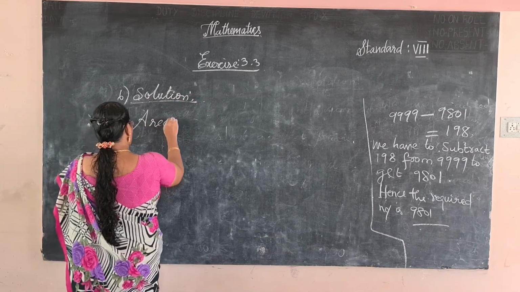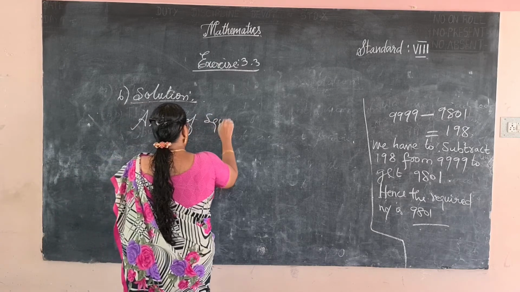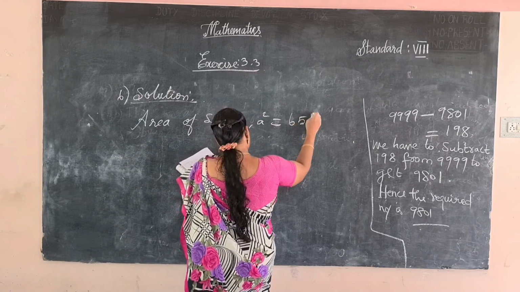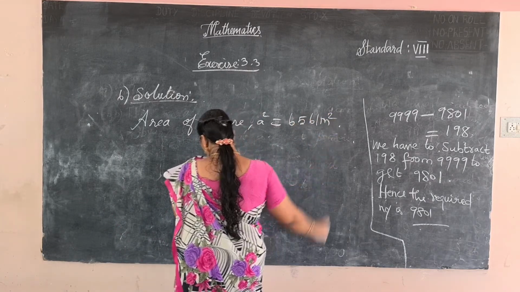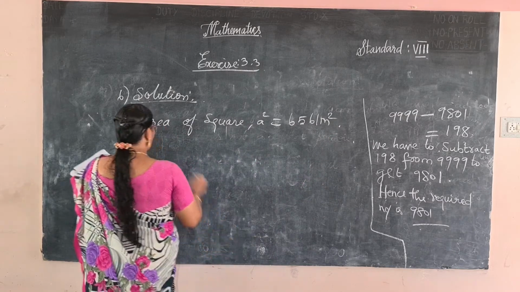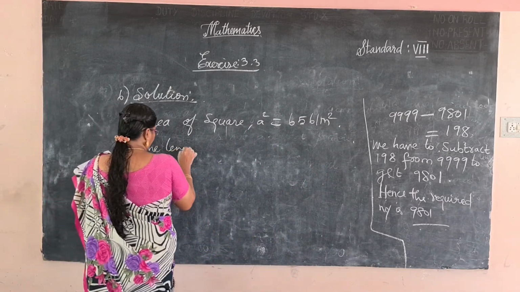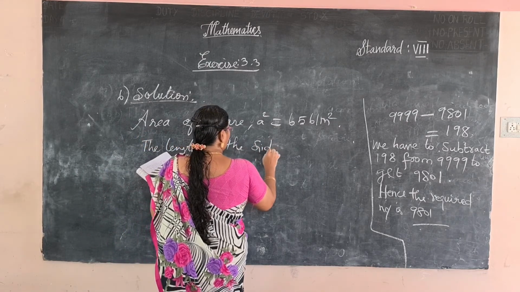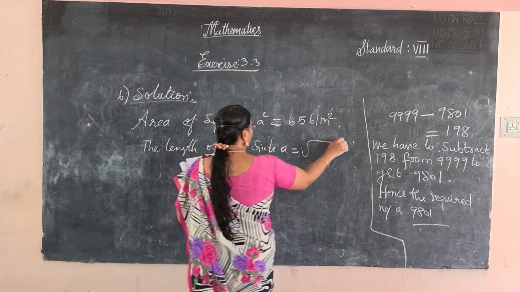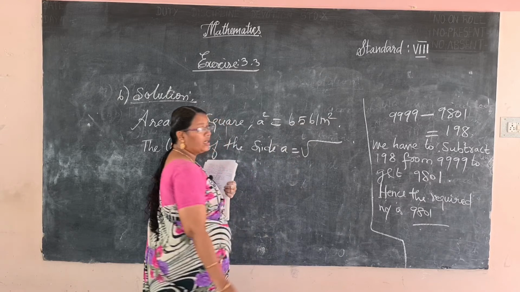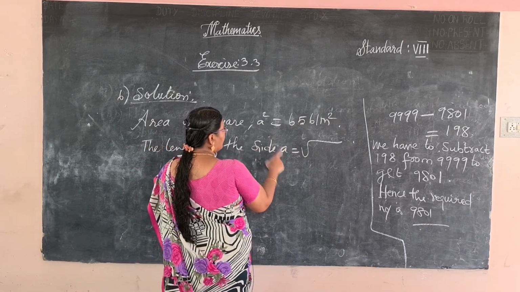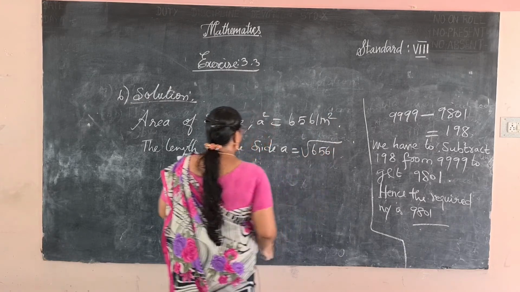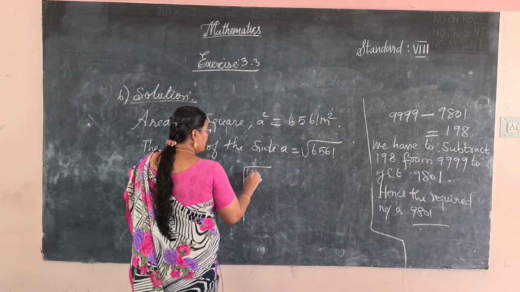So the area of the square is given. Area of the square is equal to 6561 meters square. We have to find out this side. So the length of the side A: A square is equal to 6561. We have to find the A side value, so we take the square root of 6561. Find it using the long division method.